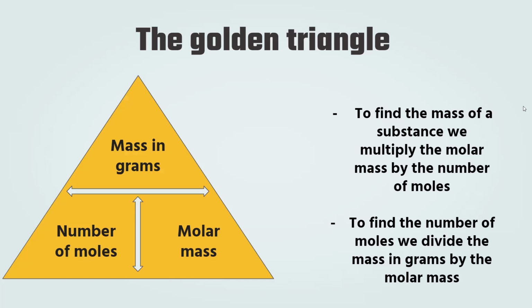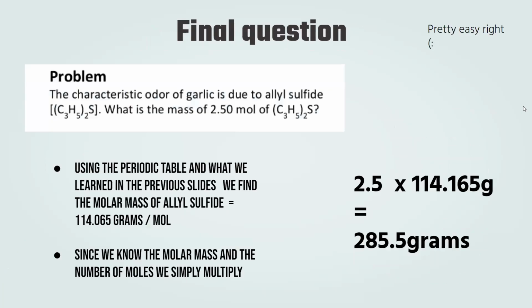Okay, now let's move on to the final problem. The problem is asking: the characteristic odor of garlic is due to allyl sulfide, which is C3H5H2S. What is the mass of 2.5 moles of allyl sulfide? When we refer back to the periodic table, and use the method that I just showed you to find the molar mass, we'll see that allyl sulfide has a molar mass of 114.065 grams per mole. And what is the question asking you? What is the mass of 2.5 moles of that substance?